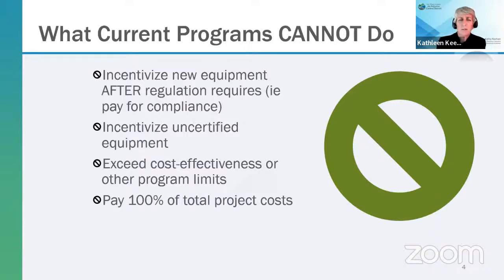Cost effectiveness, or bang for the buck, ensures that we use the incentive funding to get the most emission reductions possible with each dollar that we spend. We cannot usually pay the entire project costs. It's important that participants have some stake in the outcome of the projects. There are some exceptions to this requirement, which we'll discuss in later slides. Next slide, please.